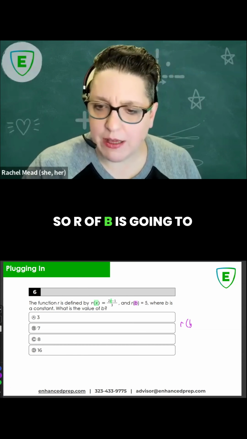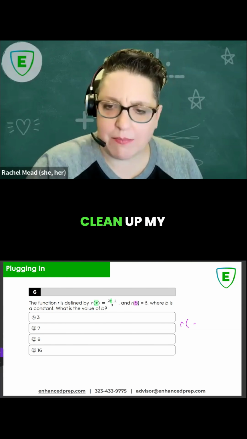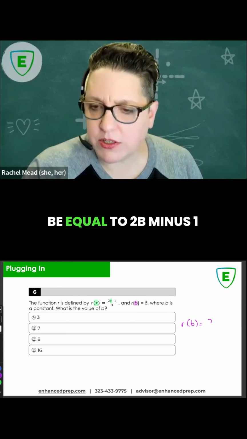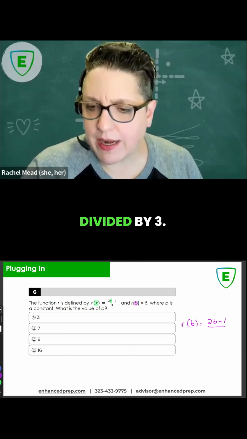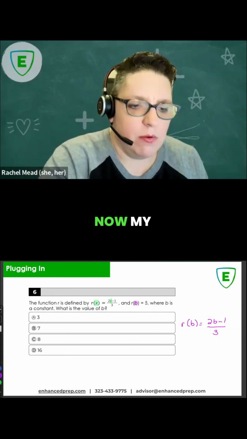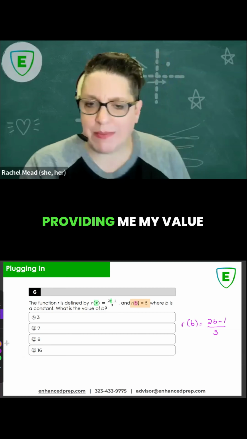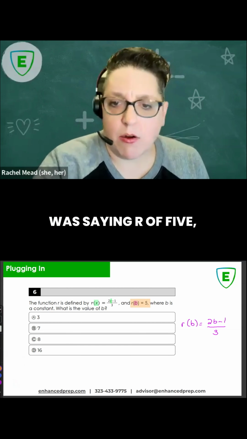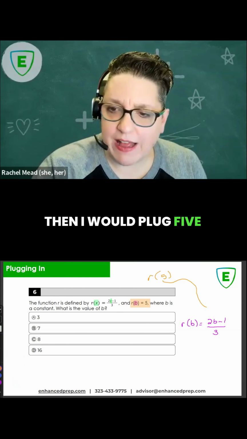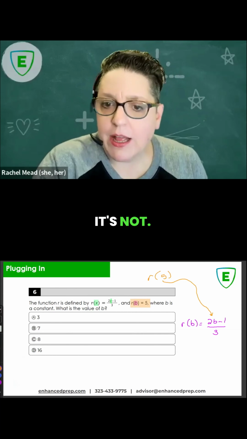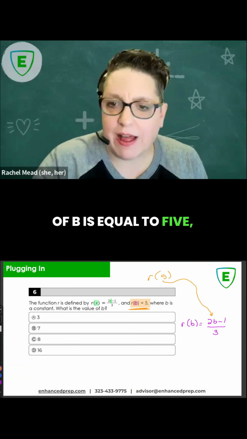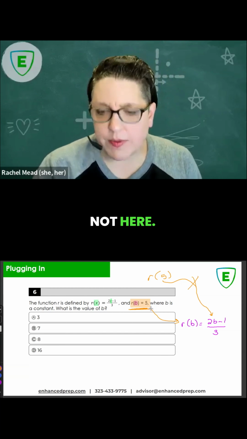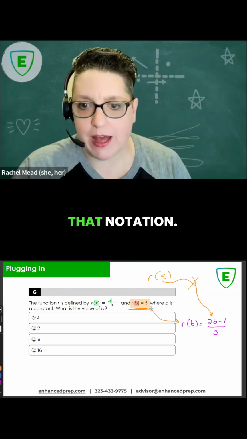So r of b is going to be equal to 2b minus 1 divided by 3. Fantastic. Now my question is also providing me my value for r of b equal to 5. Now remember, if this was saying r of 5, then I would plug 5 in where my b is. But it's not. It's telling me that r of b is equal to 5, which means my 5 needs to come in here, not here. So we need to pay very close attention to that notation.